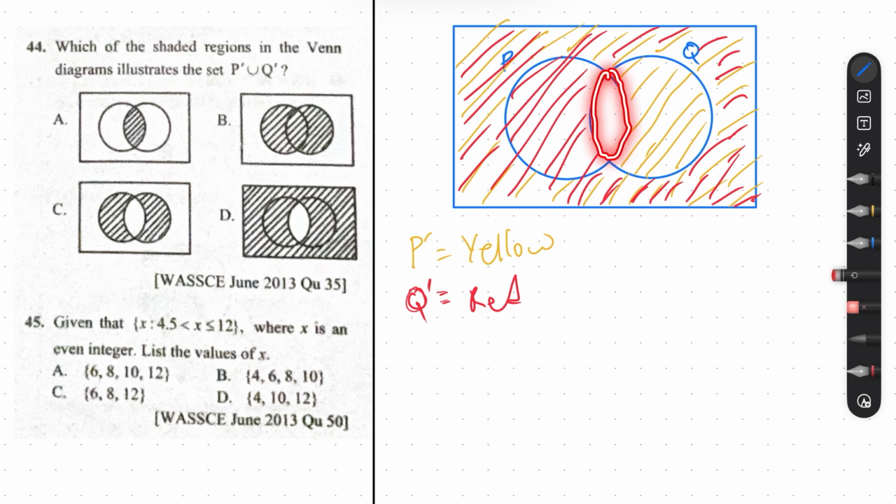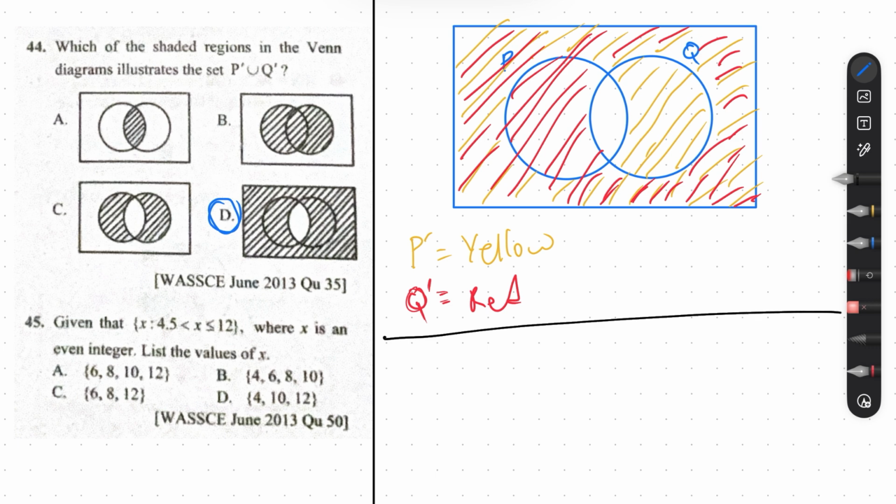This region. So now we want to find the union of P complement and Q complement. That means everything that we shaded enters into the set, right? Union means everything included. So we need to find which option has everything shaded apart from this small region right here. Now we've seen that D satisfies that rule. So our answer is D. Let's go to question number 45.